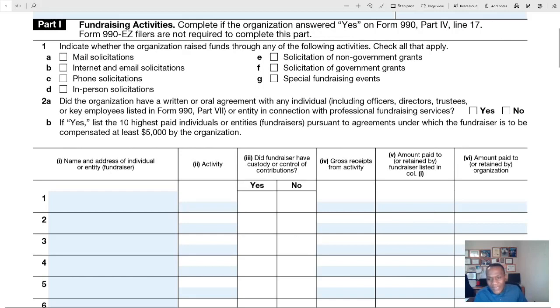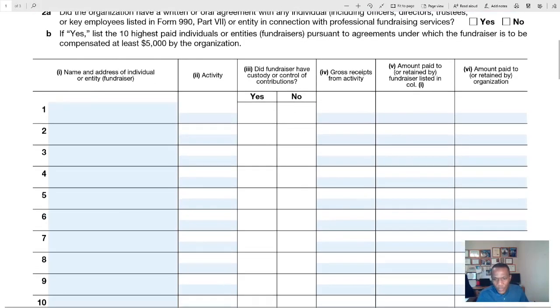And activity, what kind of activity the fundraiser did to conduct the fundraising. Did the fundraiser have custodial control of the contribution? When the fundraiser received the contribution, did they have complete custodial control, meaning they can decide how much to give you, or decide the fate and the accounting of that fund. Gross receipts from the activity, amount paid to or retained by the fundraiser, and amount paid to or retained by the organization. So you'll list all of that.